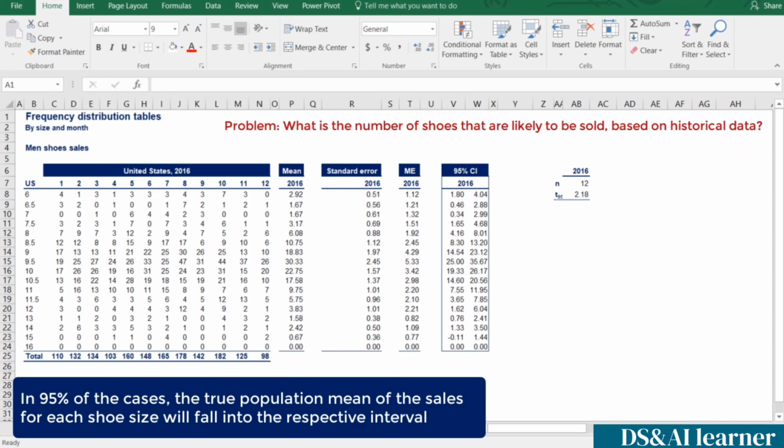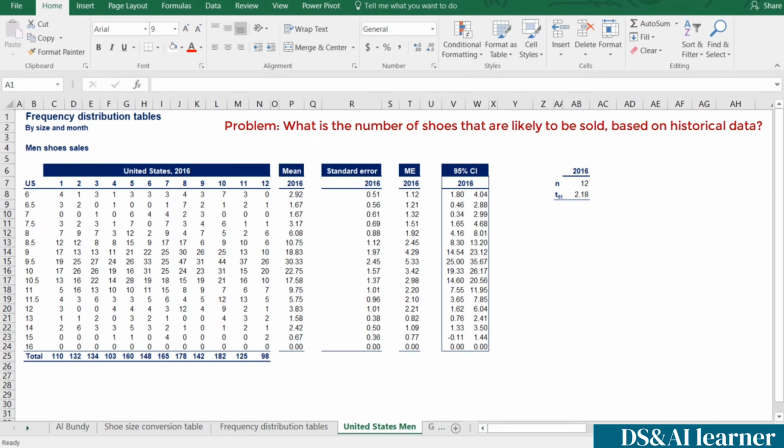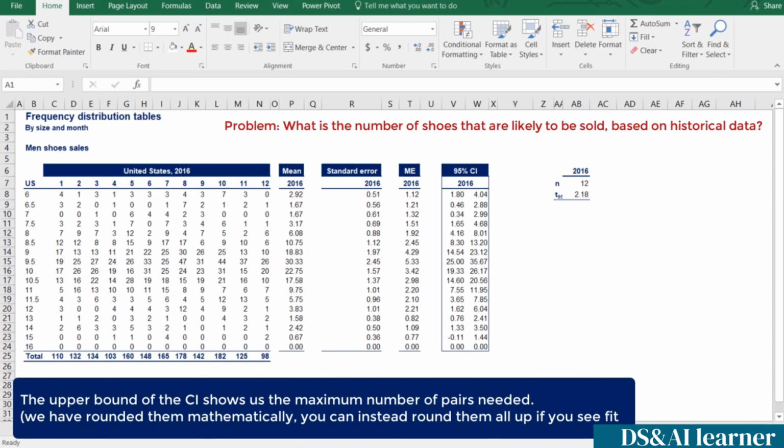As we don't want to be low on stock, a possible solution to the problem is to get as many pairs of shoes as the closest number to the upper limit of the confidence interval. In this way, you will be almost certain you won't run out of stock and shoes won't be waiting forever in your storage unit. Therefore, we should get 4 pairs of men's shoes size 6, 3 pairs of men's shoes size 6.5, and so on.